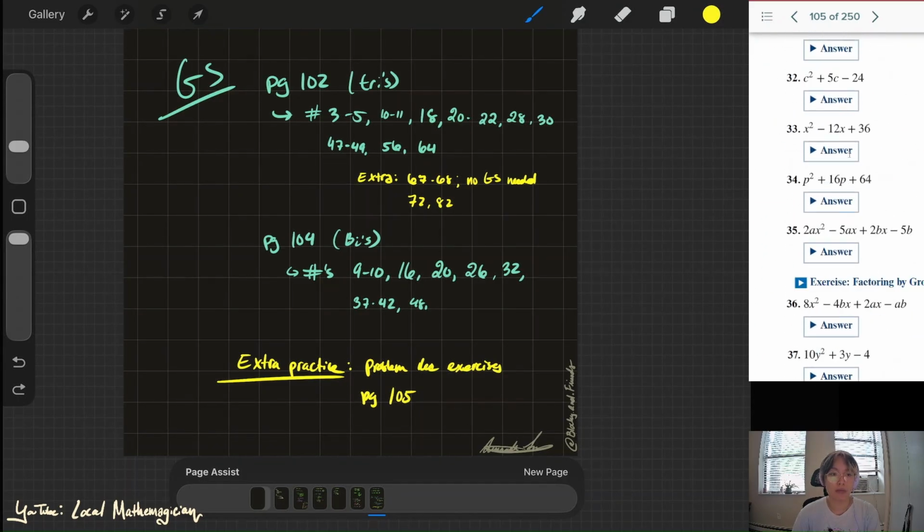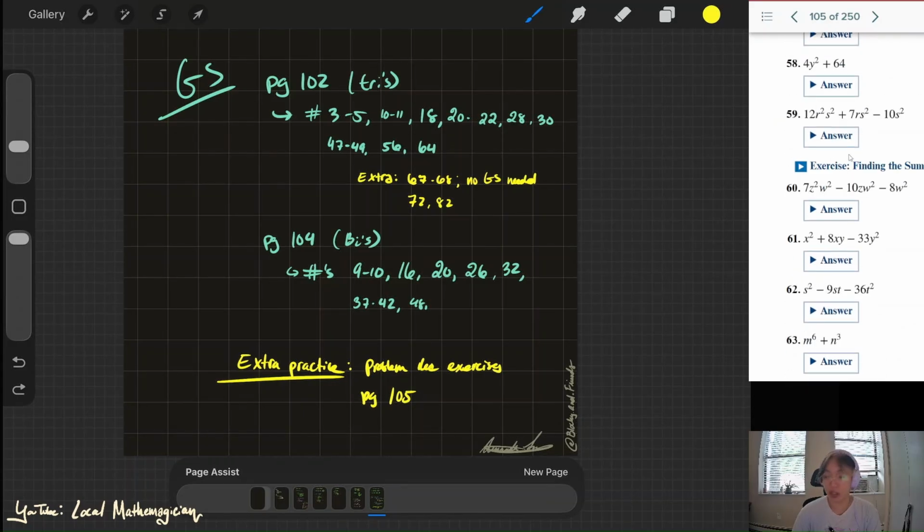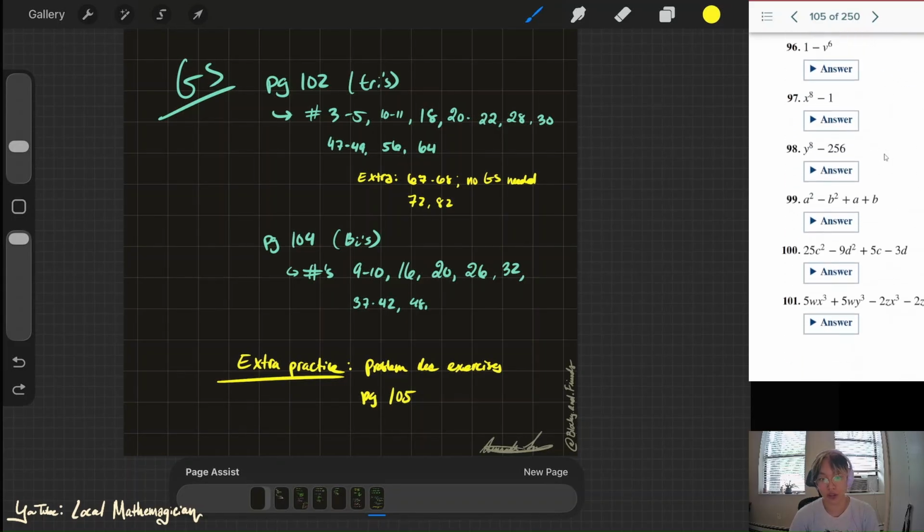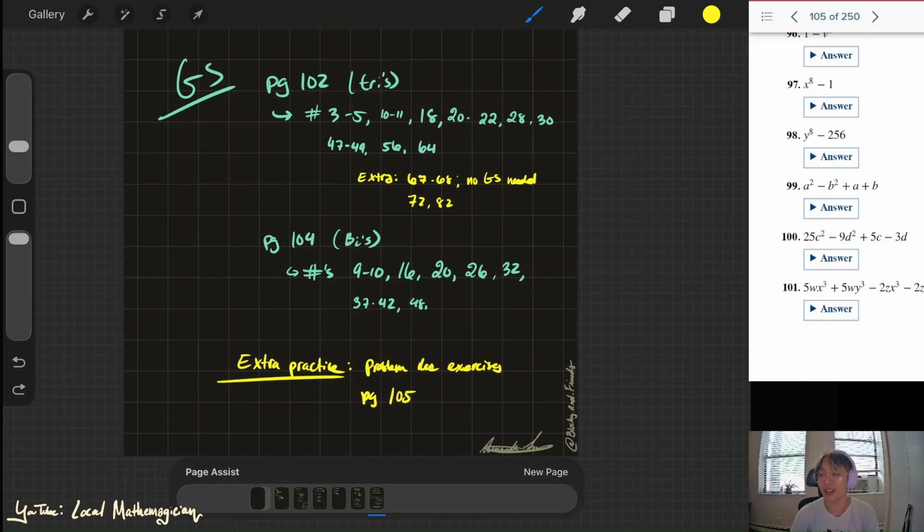If you're not feeling confident with factoring, which I know a lot of you guys aren't, do it. Just straight up do it. Make your dreams come true. Become so disgustingly good at factoring.